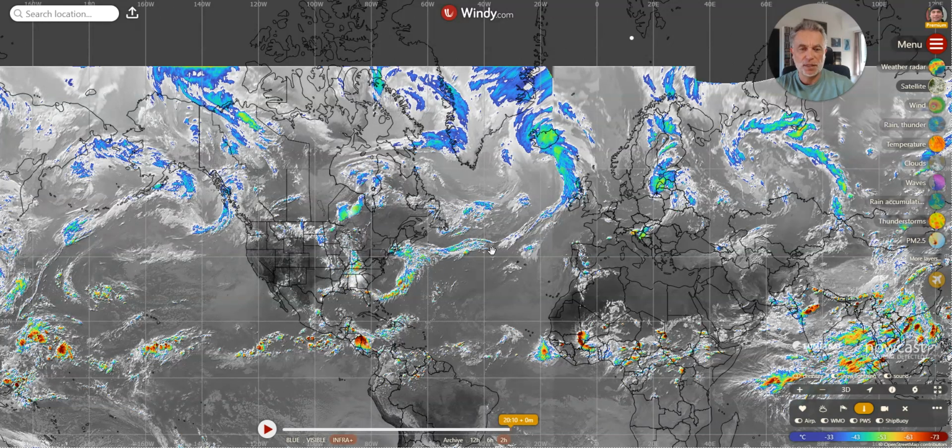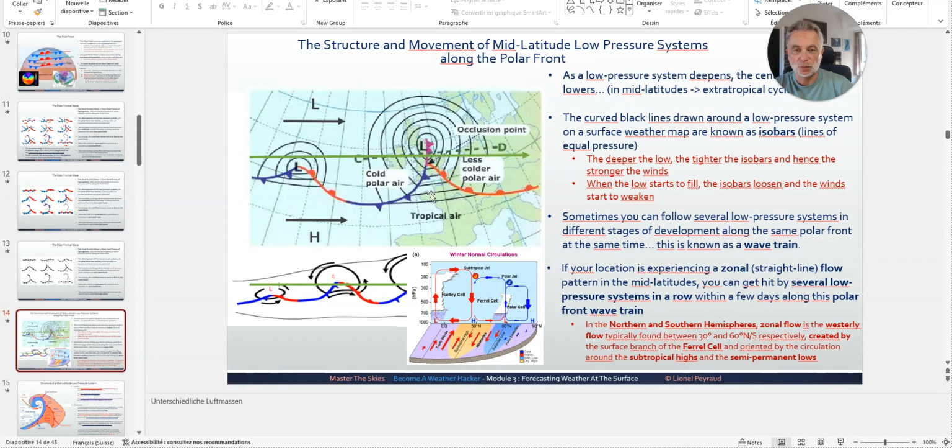What tends to happen is when you have perturbations that link up with the polar front, you can start to develop low pressure systems, as you can see here, and then you'll have the attendant cold fronts, warm fronts, occluded fronts, and you can see them quite nicely here on the satellite imagery.